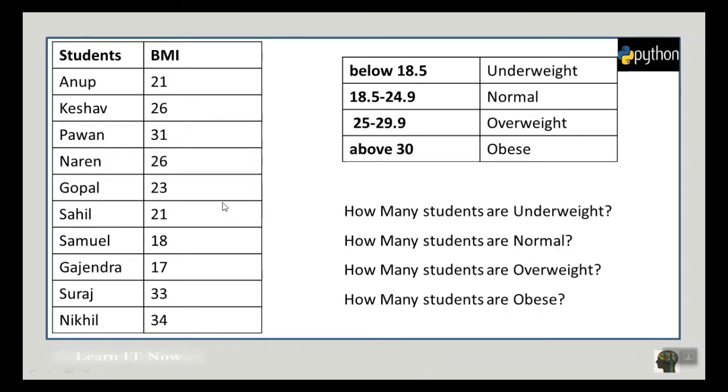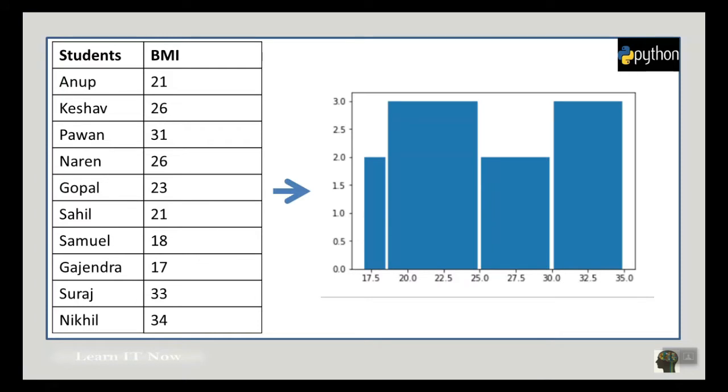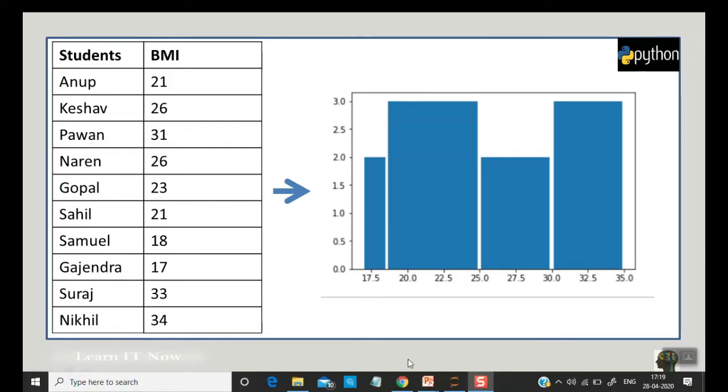Let's say if you have a BMI of different students in a school and you want to know how many students are underweight, normal, overweight or obese. In this case, we have a chart which could be helpful. Here, different bar represents different BMI range and y-axis contains the number of students who are within that range. For example, you have 2 students who are overweight.